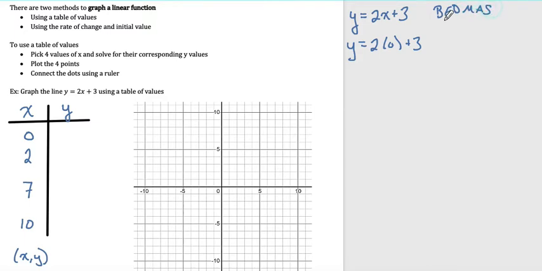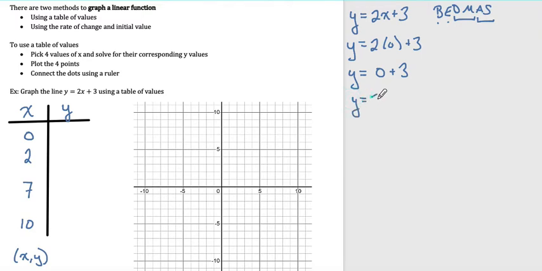BEDMAS. This means we do our brackets first, and then our exponents. Division and multiplication come together as a pair, and addition and subtraction come together as a pair. So that means we have to do any multiplication and division before we do any addition and subtraction. Well, we have some multiplication, so we have to do that. 2 times 0 is 0. So we have y equals 0, and then we add our 3. And now we can do our addition because there's no more multiplication.